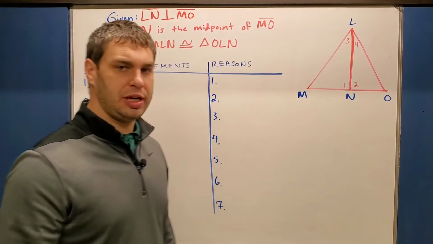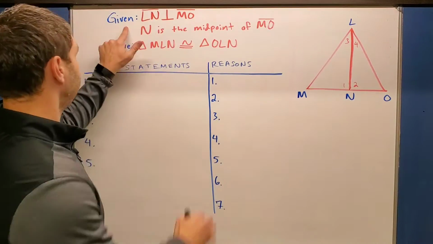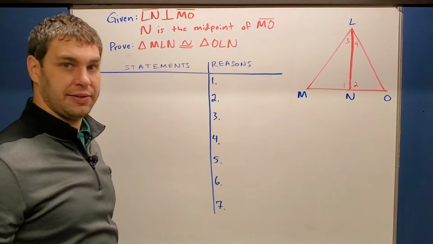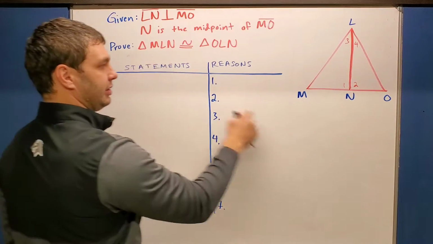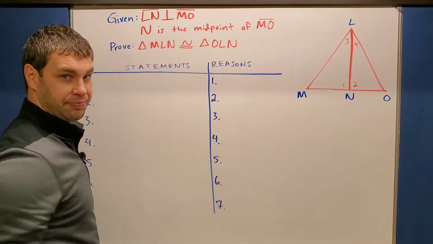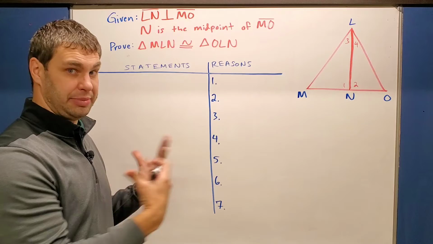Hey guys, today we're going to do a two-column proof where we prove these two triangles to be congruent, given LN is perpendicular to MO and N is the midpoint of MO. And then we're going to try to prove, again, the triangle MLN, our left triangle, is congruent to our right triangle OLN.